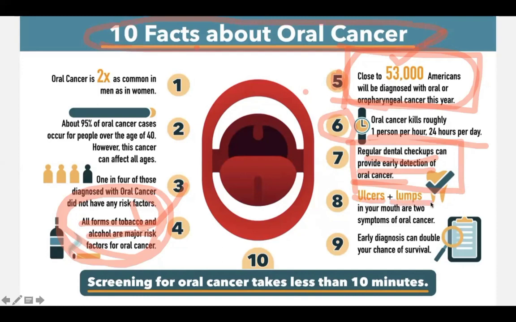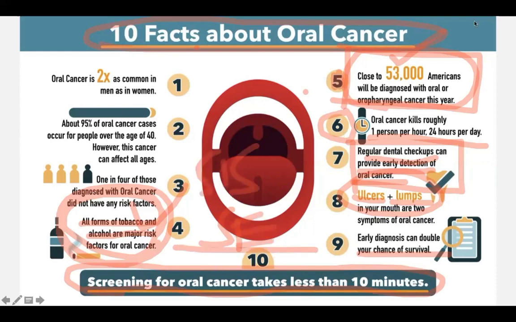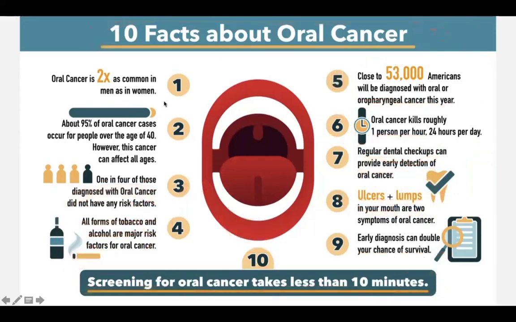Ulcers plus lumps in your mouth are 2 symptoms of oral cancer. Very frequent and very common. There can be lumps along with ulcers. Early diagnosis can double your chance of survival. Screening for oral cancer takes less than 10 minutes. And there are many techniques of self-examination or self-screening for oral cancer. Later we will study in this slide.